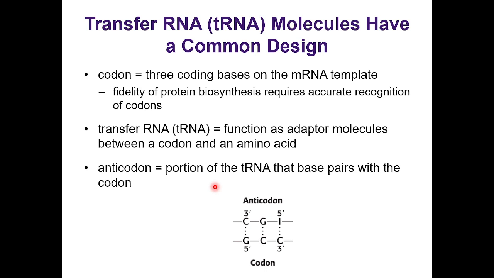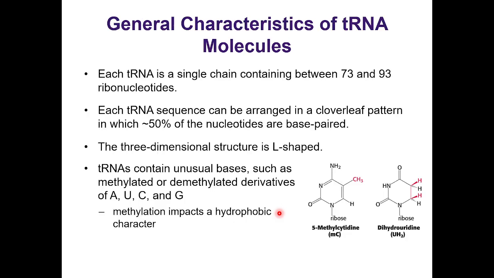All right, so the anticodon, this is the portion of the tRNA that base pairs with the codon. And again, it's just going to be the anti-sequence that is going to hydrogen bond to that codon sequence. Remember, these will be your bases, not the amino acids. So each tRNA is going to be a single chain. This will contain between 73 and 93 ribonucleotides.